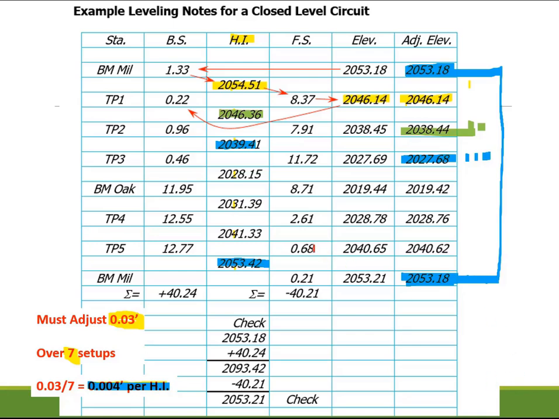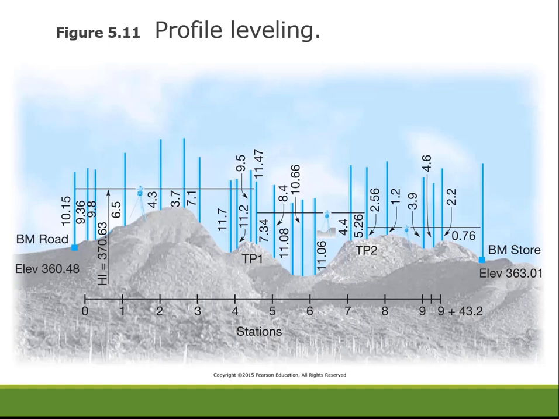So this adjustment in the adjusted elevation did in fact modify my benchmark as I originally had calculated it to be 2019.44. The adjusted elevation is 2019.42. Let's go into an example for profile leveling.